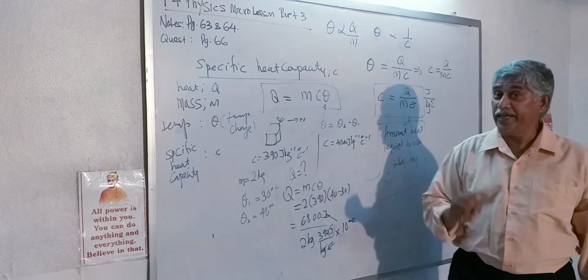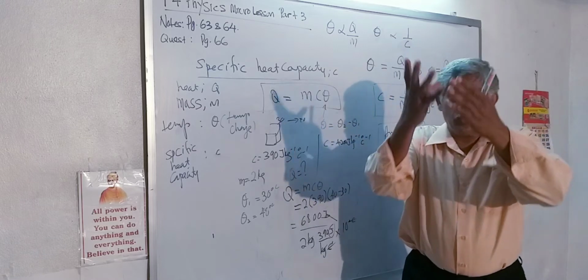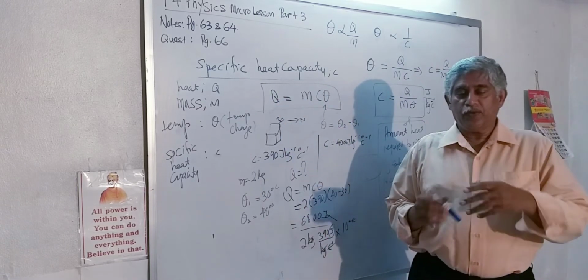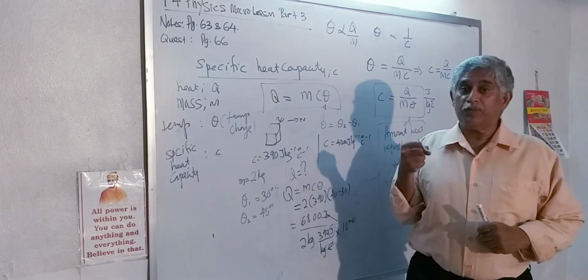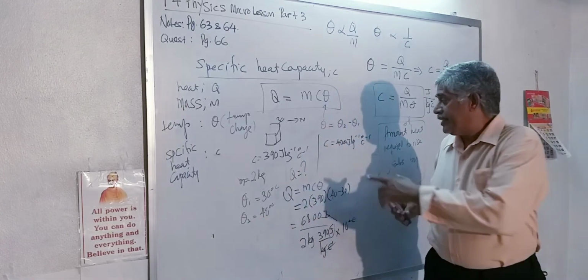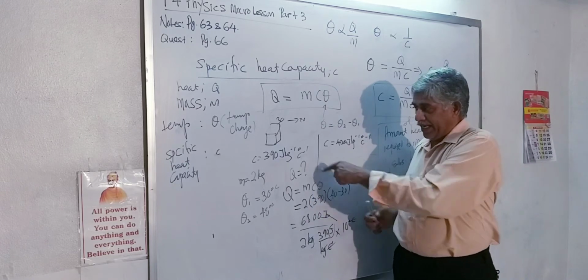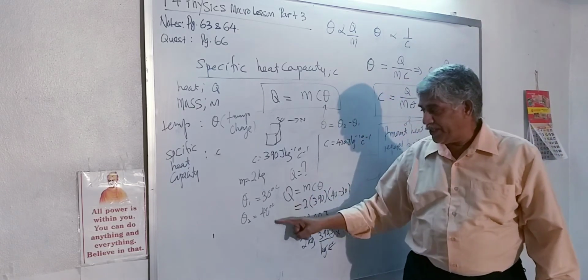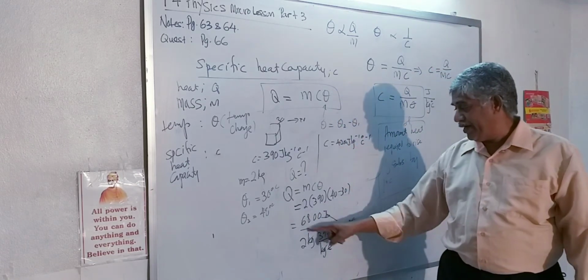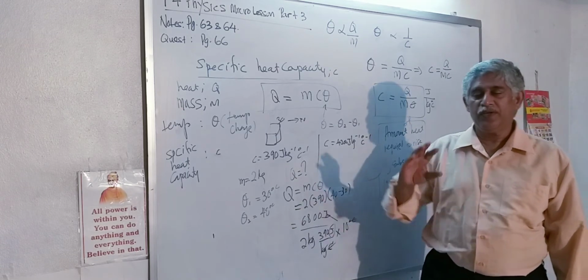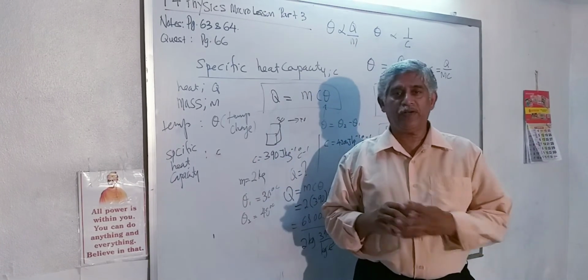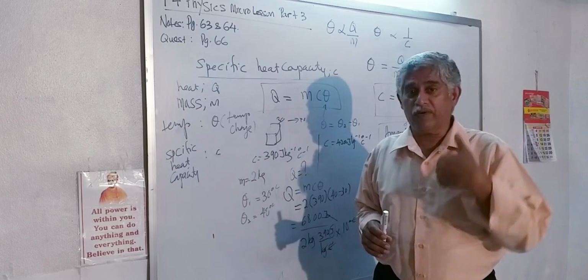Okay, this is for heating it up. Let's say you let the water cool down. For heating up, the water will absorb the heat. If the water cools down, the same amount of heat will be released. That means for aluminium, from 40 coming back to 30, it will release so much energy. So specific heat capacity is not only used for heating up, it is also for cooling down.